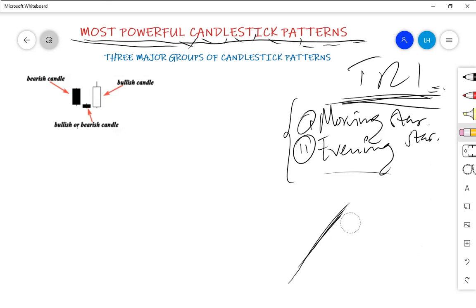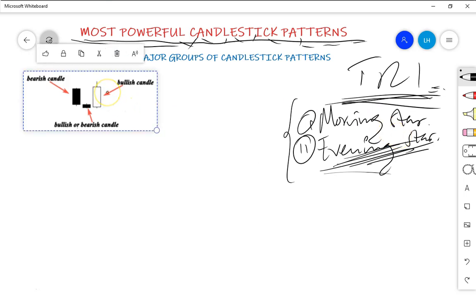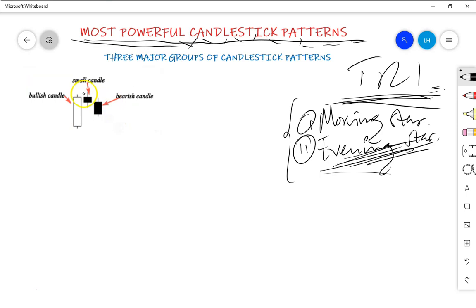Let me complete our today's session by looking at an evening star. Now, an evening star is something like this.